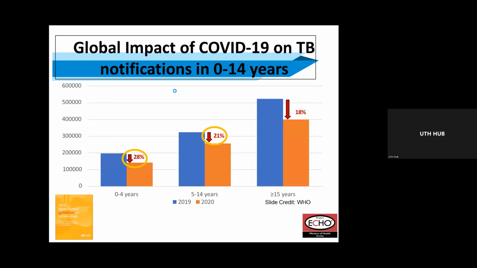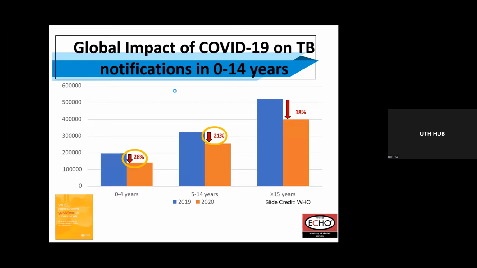Despite us saying COVID doesn't affect children as much as it affects the adults, we are seeing this impact. 28% of notifications went down globally. 21% for the age group between 5 and 14, and above 15, only 18%. Again, I'm saying only just because I'm comparing with children, but it's a big gap that we dropped in notifications by 18% globally. Zambia has done quite well.